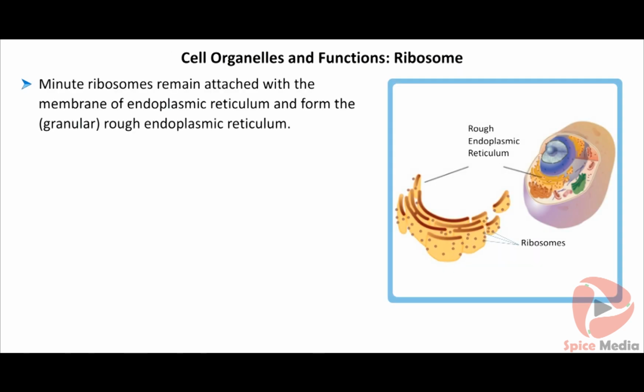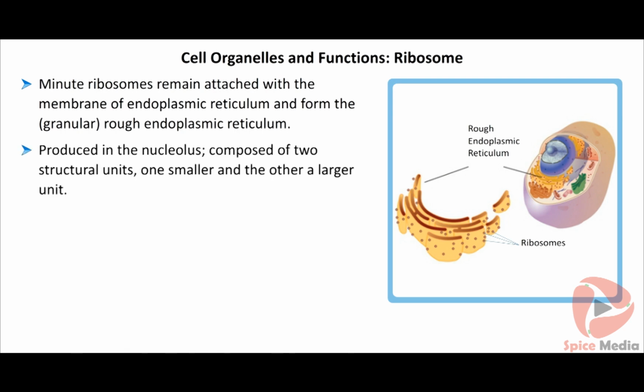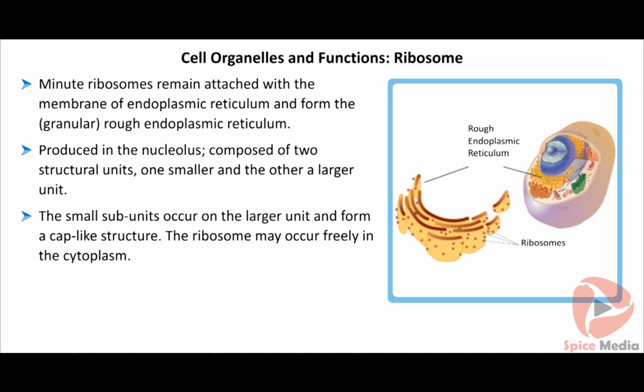Many minute spherical structures known as ribosomes remain attached with the membrane of endoplasmic reticulum and form the granular rough endoplasmic reticulum. The ribosomes are produced in the nucleolus. Each ribosome is composed of two structural units, one smaller and the other a larger unit. The small subunits occur on the larger unit and form a cap-like structure. The ribosome also may occur freely in the cytoplasm. Function. They are the sites of protein synthesis.